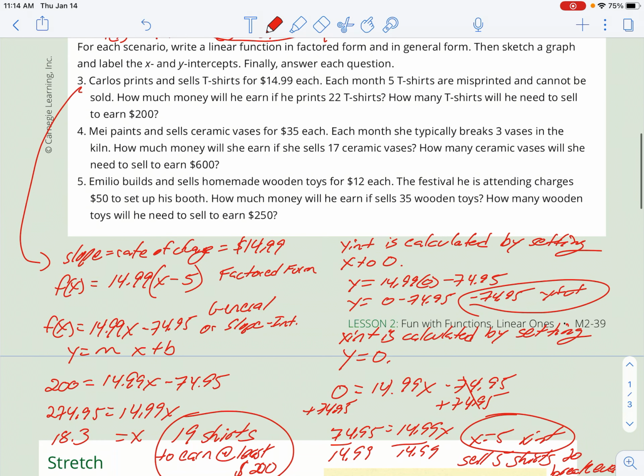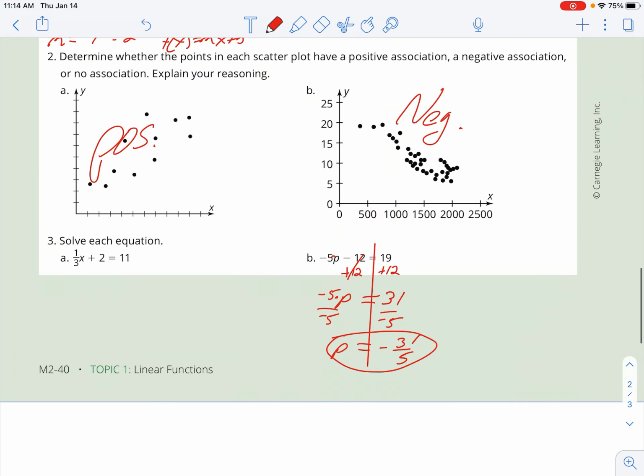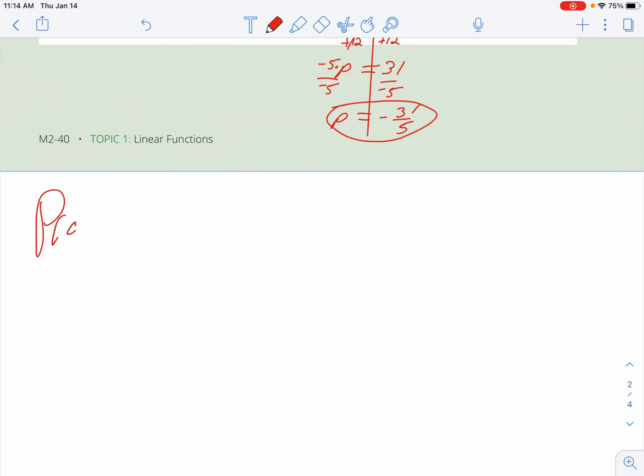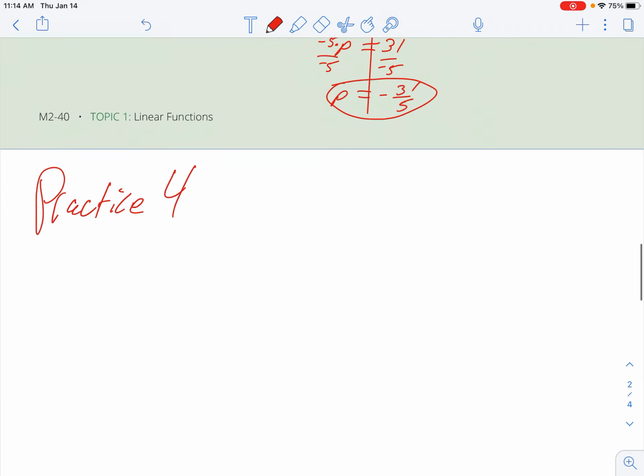So it sounds very similar to what we just did here. We're losing these vases. So let's set this up like we did there. Now, for number 4, this was number 3 here. I'm going to move number 4 all the way to the end where I have more work. Practice number 4. So in the factored form they want again, and then they want the general form, or another way that you guys are used to seeing that, again called slope-intercept form.